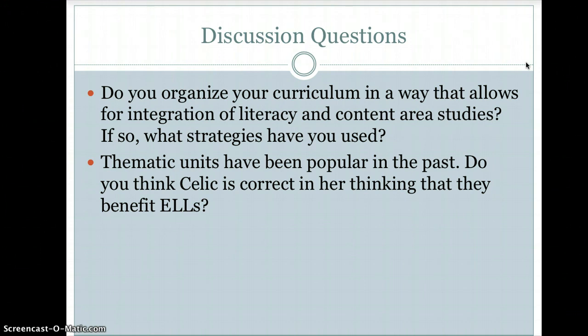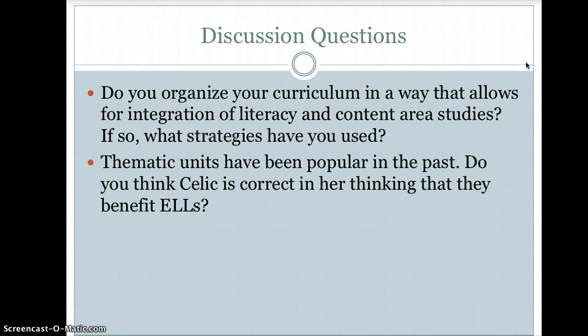Questions I want you to consider: Do you organize your curriculum in a way that allows for integration of literacy and content area studies? And if so, what strategies have you used? Thematic units have been popular in the past. Do you think Celic is correct in her thinking that they benefit English language learners?